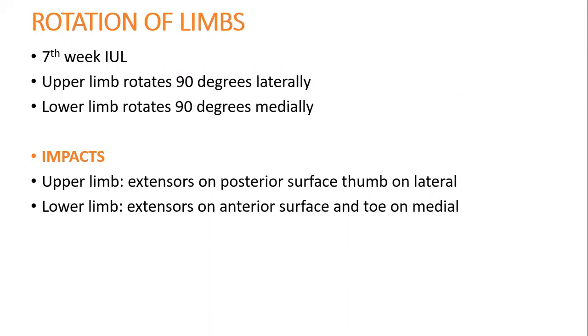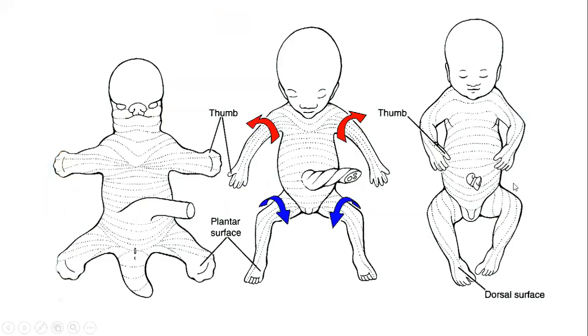As a result of the 90-degree lateral rotation, your thumb in the upper limb is on the lateral side, and the extensor muscles lie on the posterior aspect. While in the lower limb, rotation occurs 90 degrees medially. So as a result of this 90-degree medial rotation, you see your big toe is lying on the medial side, and the extensors are lying on the anterior surface. So you can see 90-degree lateral rotation, and the thumbs are going to point out laterally, while in the legs, 90-degree medial rotation, and the toes are going to be present on the medial side.